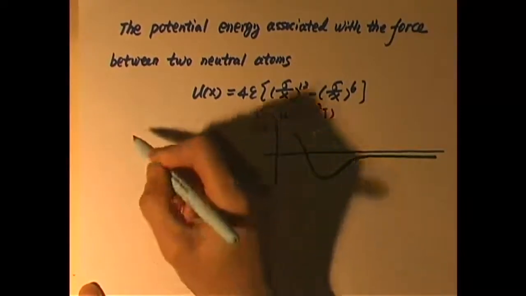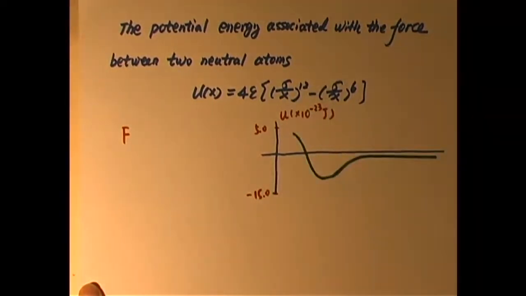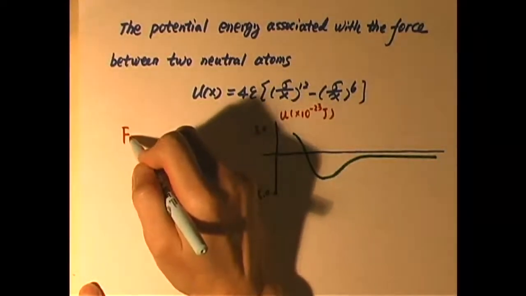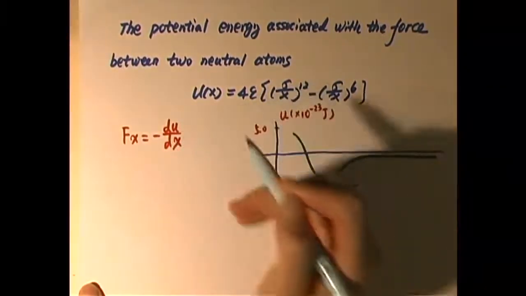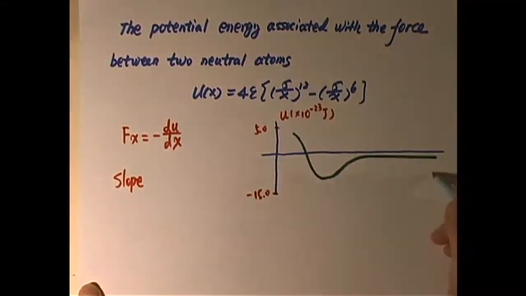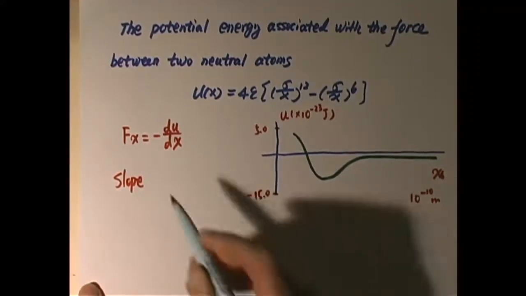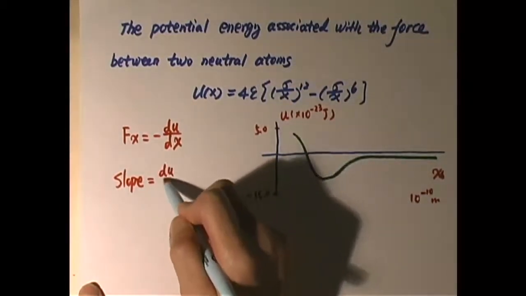Let's take a look. According to what we learned, the conservative force in this case, let's assume x is the distance, a variable between the two neutral atoms, is F of x equals negative dU dx. And we know that the slope of a curve of U versus x, where x varies in a unit, also very small, that is 10 to the negative 10 of a meter, is dU dx.